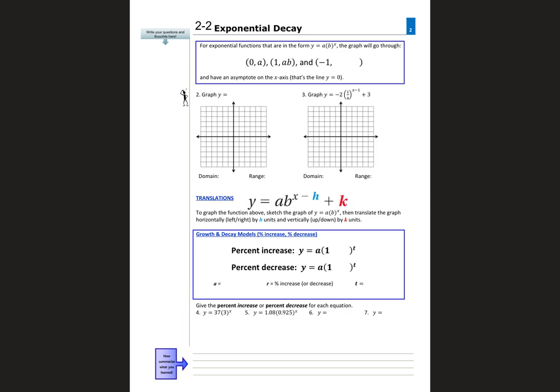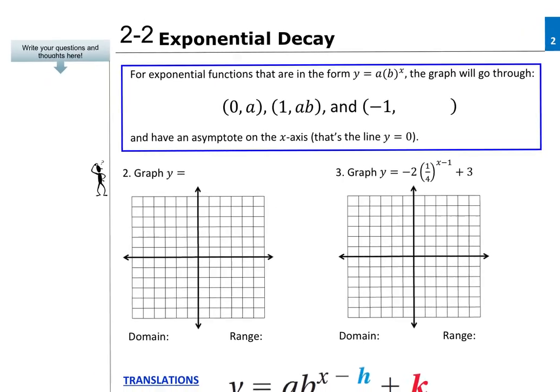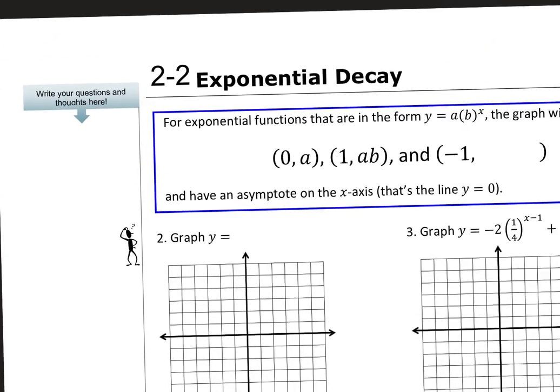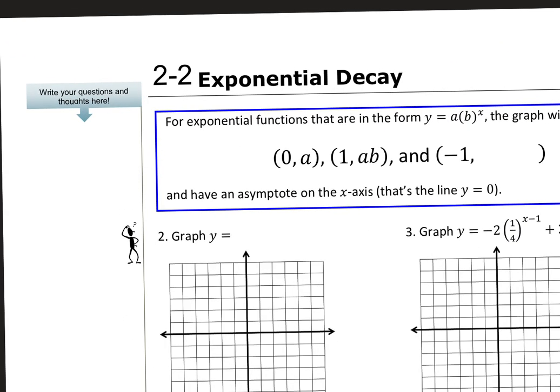All right, so I wanted to point out that -1 point because we actually get a free point out of that. So let's talk about that. Let's say over here I have y equals a b to the x. Let's say I was to plug in a -1 for x. In terms of a and b, what will I always get out?